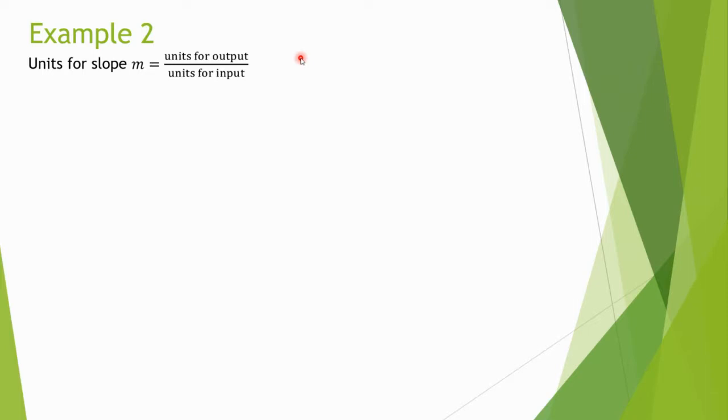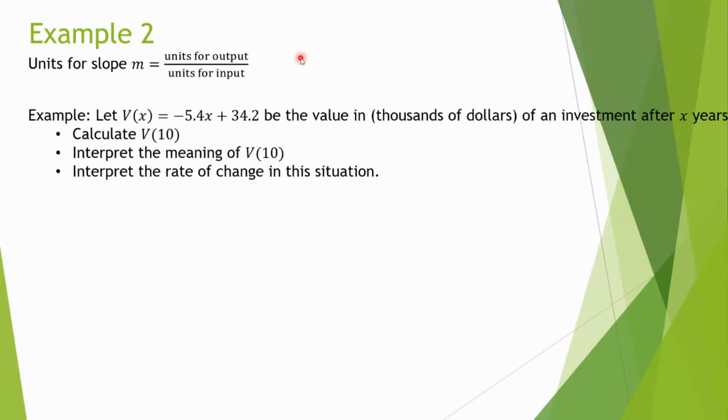But here's another example. This came from the textbook. I don't remember what number it is, but it is in there. Basically, we're going to let v of x be our value, in thousands of dollars, of some investment we're making. Now, what is that investment? I don't know, but for the purpose of this example, who cares? So it's the value of that investment after x years.